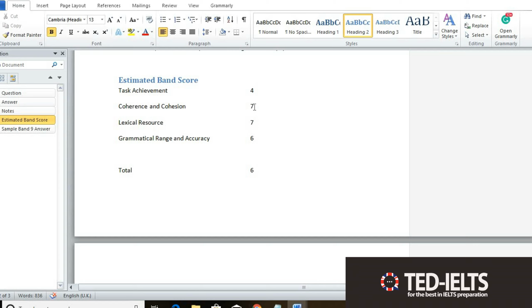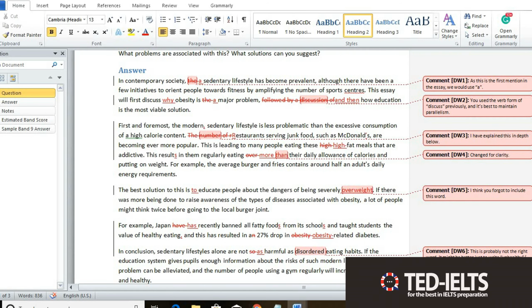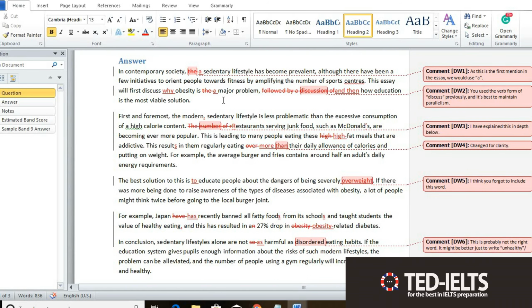In this case though, the coherence and cohesion, meaning the structure and the internal linking of sentences, has been very good. The vocabulary is very good. And the grammar actually also quite good, but with just a few too many mistakes to achieve a 7. So this task achievement is the big problem, just a band 4. So let's look up here again. Why is this a band 4?